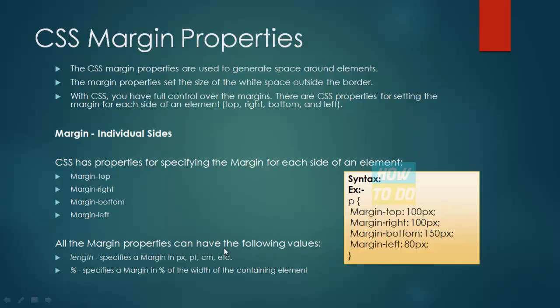All the margin properties can have the following values, such as length, which specifies margin in px pixels, pt, centimeter, etc. Percentage specifies a margin in percent of the width of the containing element. So now let's understand a real-time example by using this property of margin individual sides.